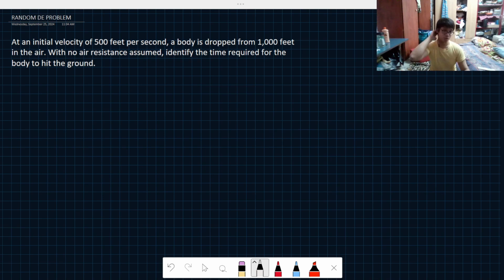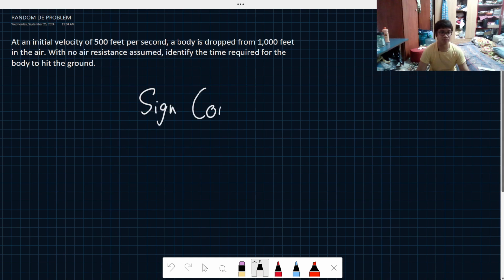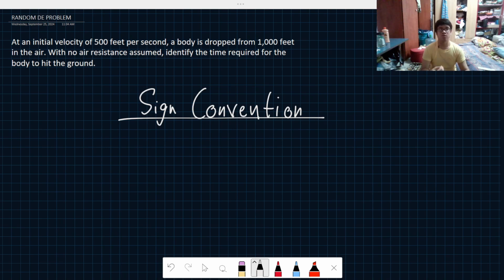So, how are we going to do this one? Okay, so here's what we're going to do. First and foremost, the first step here is that there are two ways to solve this problem. And these two ways depend on your sign convention. Why are we going to relate the sign convention to this problem? You see, this sign convention tells you which direction is positive and which direction is negative, right?